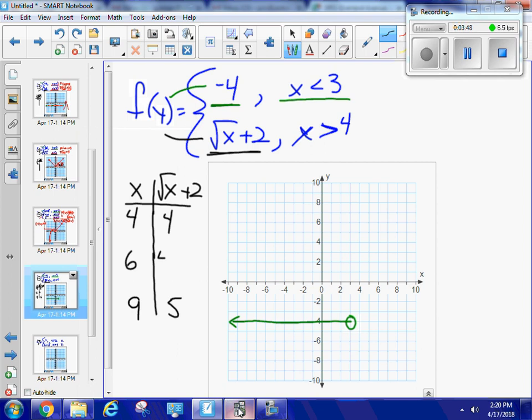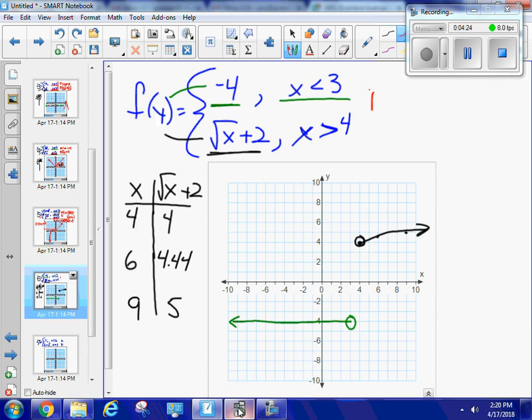So this is 4.44. So I can see why I would have the point 4, 4. And at 6, I'd have the point like 4.44. And at 9, I have the point 9, 5. And I can see that that's what my square root function looks like. Except that at 4, since it's not included, I have an open circle. And it goes on forever.